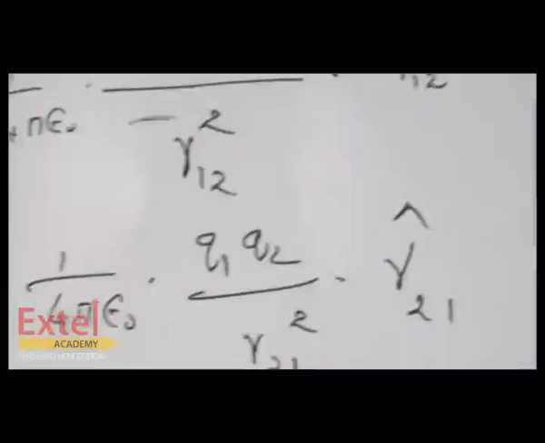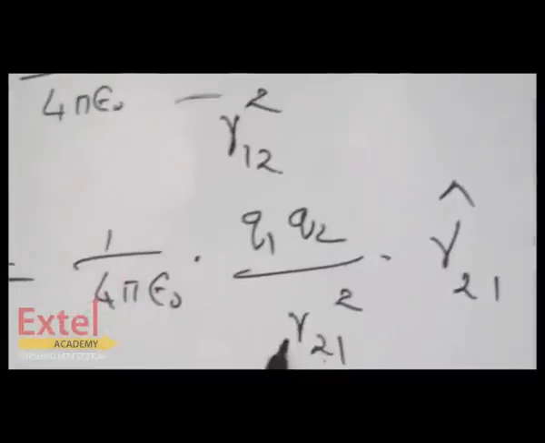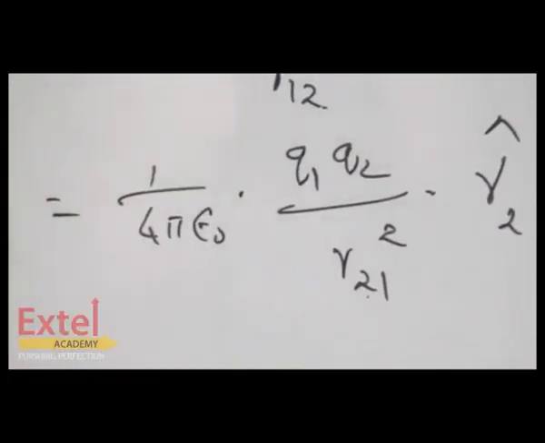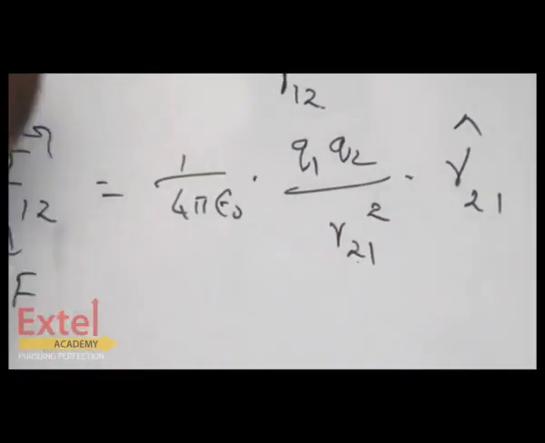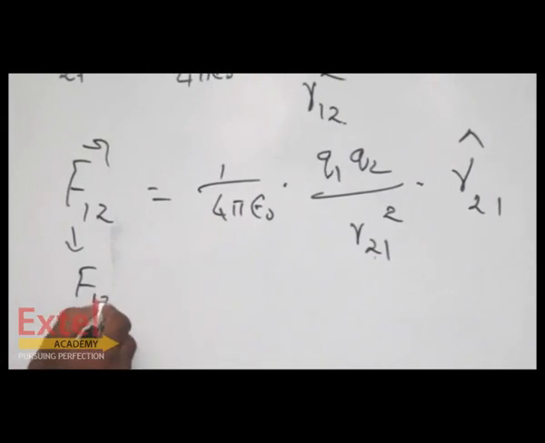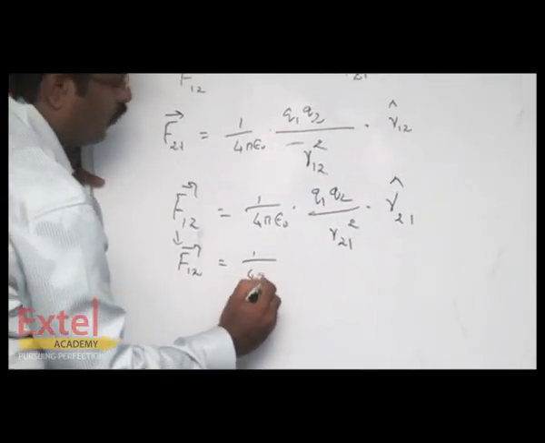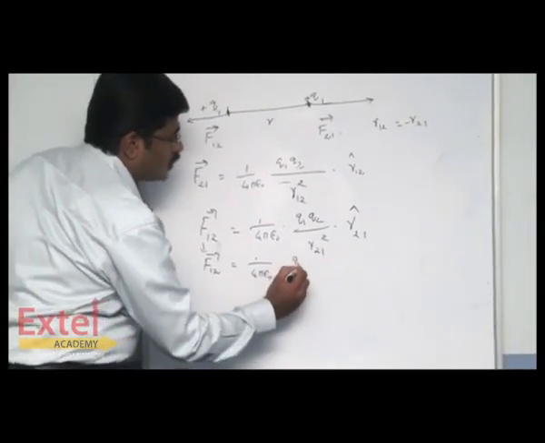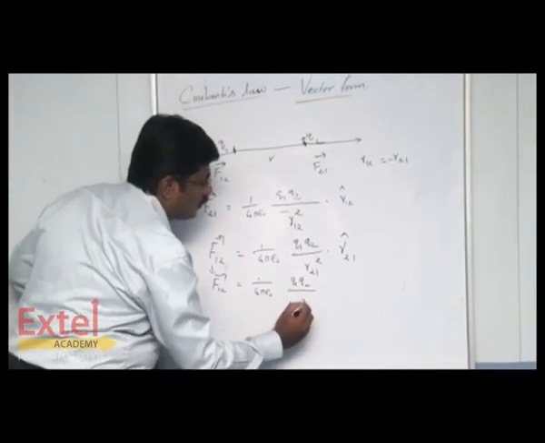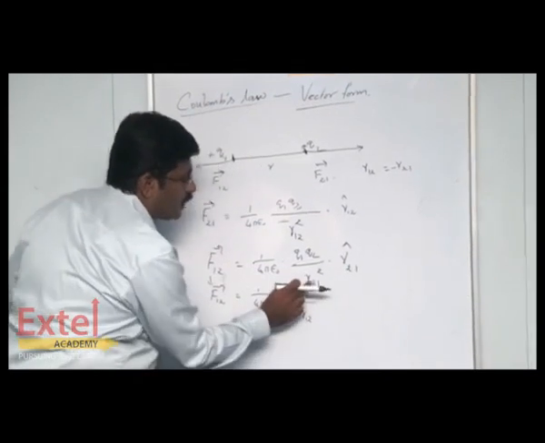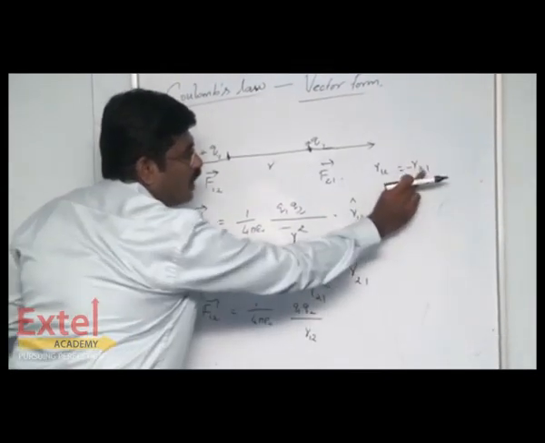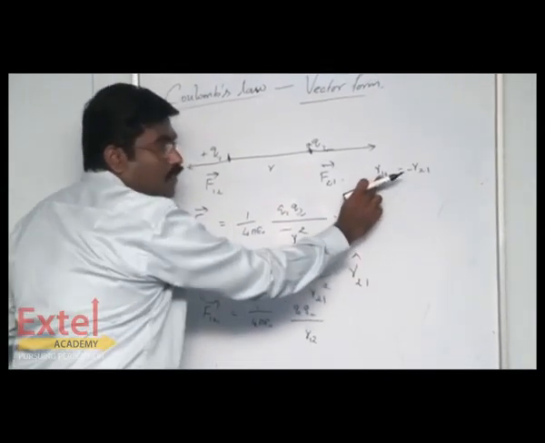I am going to change this R21 into R12. So F12 is going to be changed as F12 vector is equal to 1 by 4 pi epsilon naught into Q1, Q2 by R12 square. Because R21 can be written as what? R12.